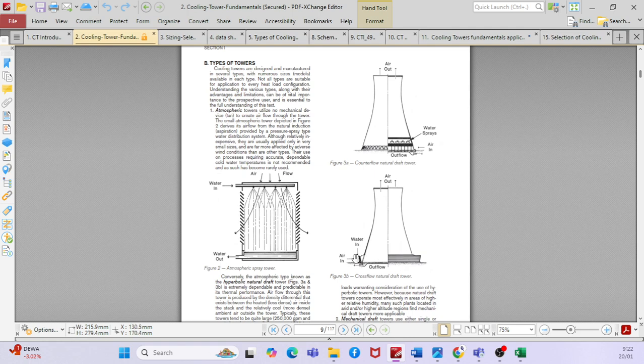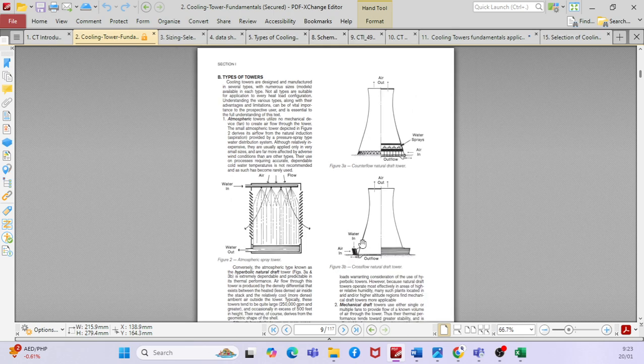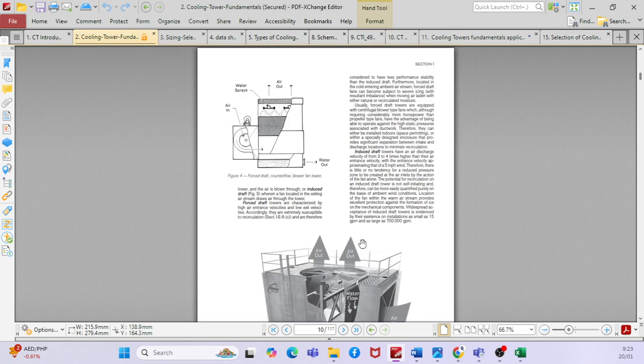See, for example, when there is a water spray here and the air is passing through perpendicular, then it will go to the top. But the cooling principle will be perpendicular. So this is one of the types, clear, right?